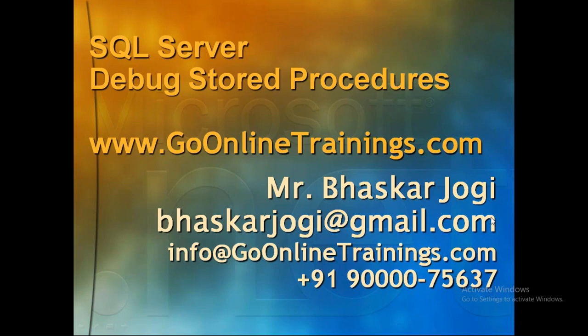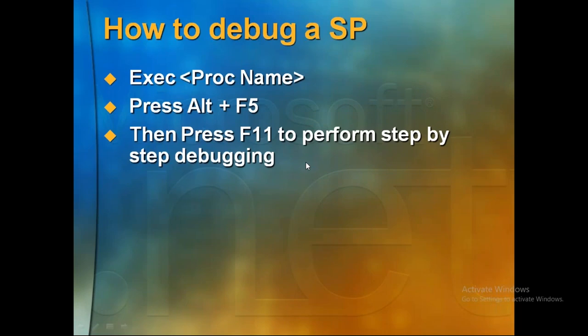So how do we debug the stored procedures? Let us see the steps. If you want to execute the stored proc, normally we click on the execute button, right? Or we press F5 to execute it. But if you want to debug a stored procedure, you have to use execute proc name, and if you have input and output parameters, you have to supply them there. And instead of pressing F5, you have to press Alt and F5 together. Clear? After that, you have to press F11 to perform step-by-step debugging.